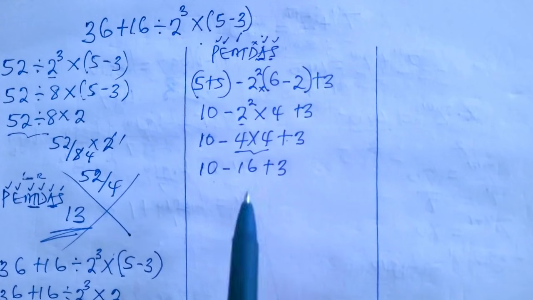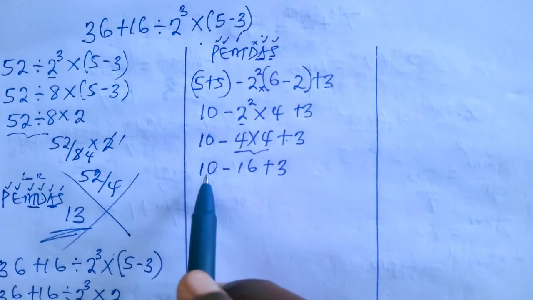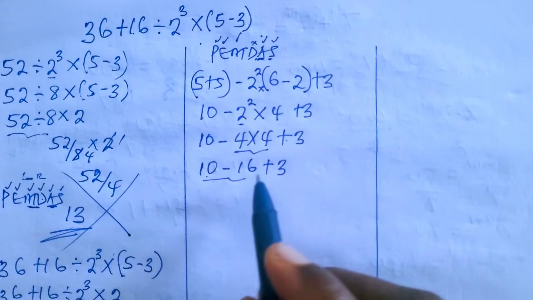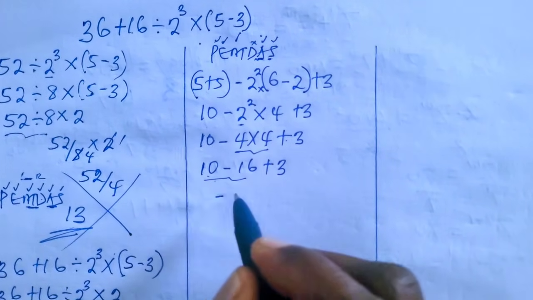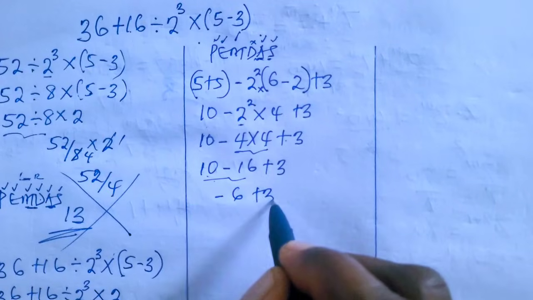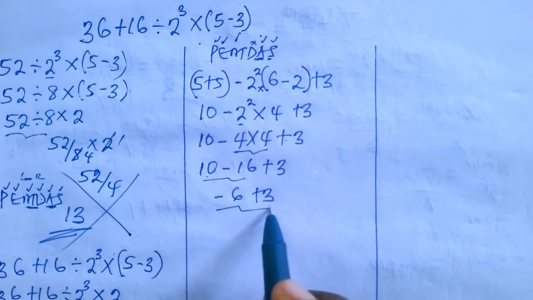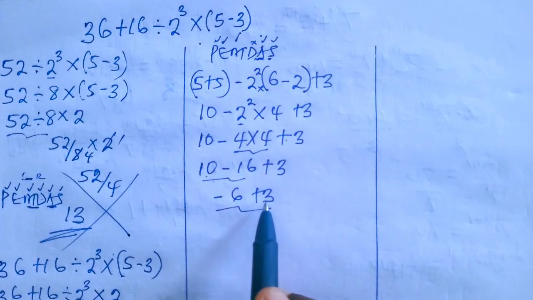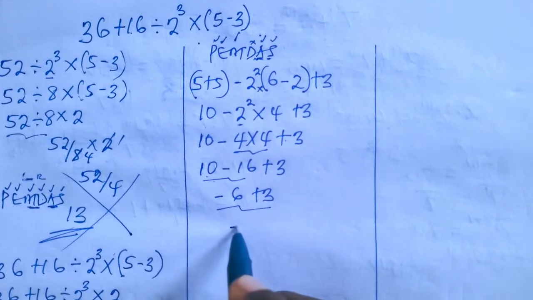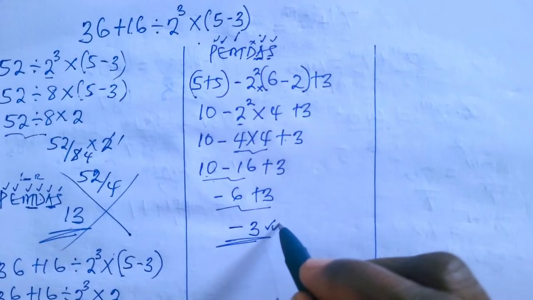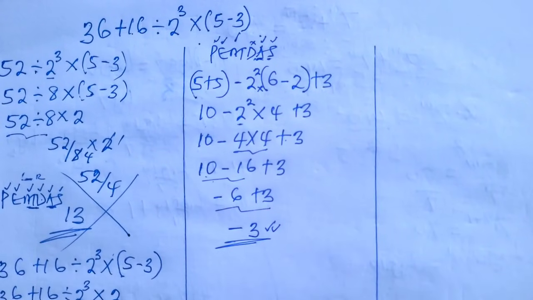We still move our simplification here from left to right, and we have 10 minus 16, that will give us minus 6, then plus 3. And lastly, we consider this addition here, minus 6 plus 3, that will give us minus 3. And this is the correct answer to this given expression right here.